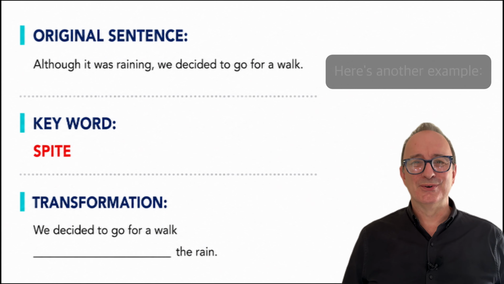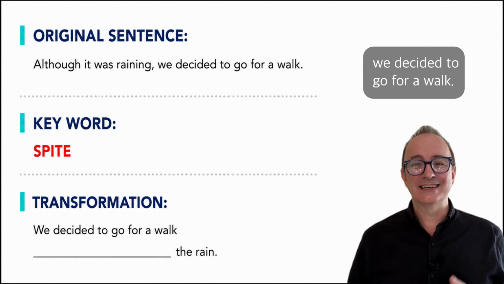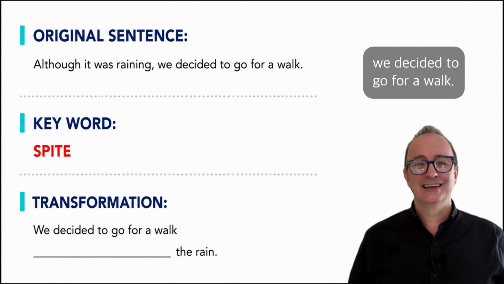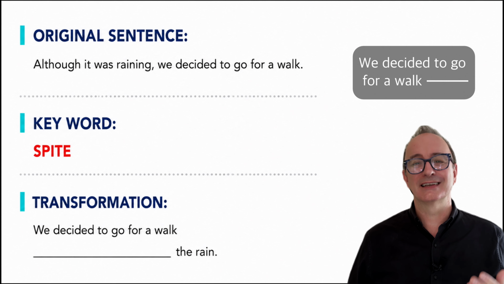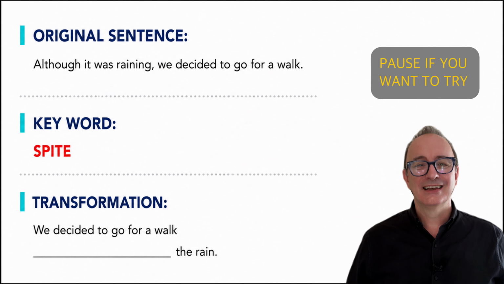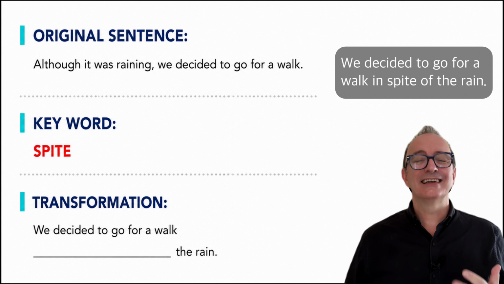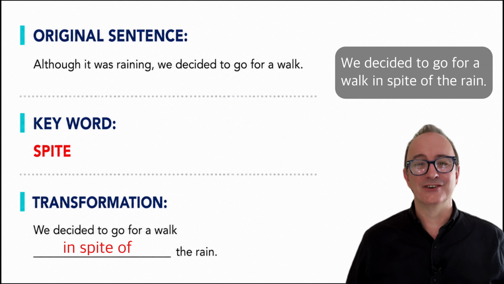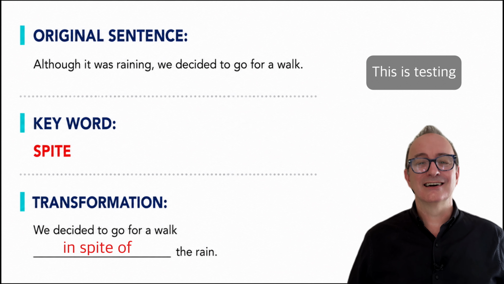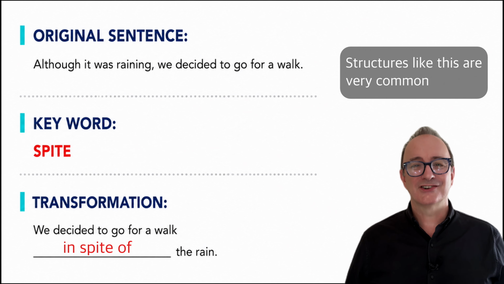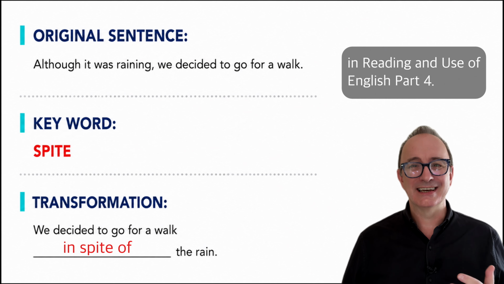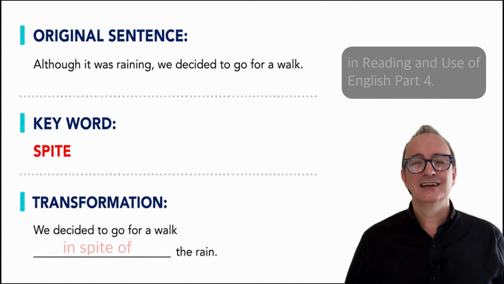Here's another example. "Although it was raining, we decided to go for a walk." The keyword is "spite". The gapped sentence: we decided to go for a walk, gap, the rain. The answer is: we decided to go for a walk in spite of the rain. This is testing whether you can transform a contrast structure. Structures like this are very common in Reading and Use of English Part 4.